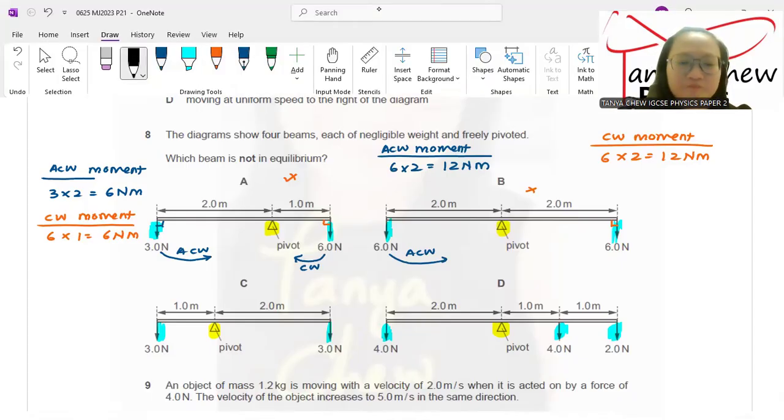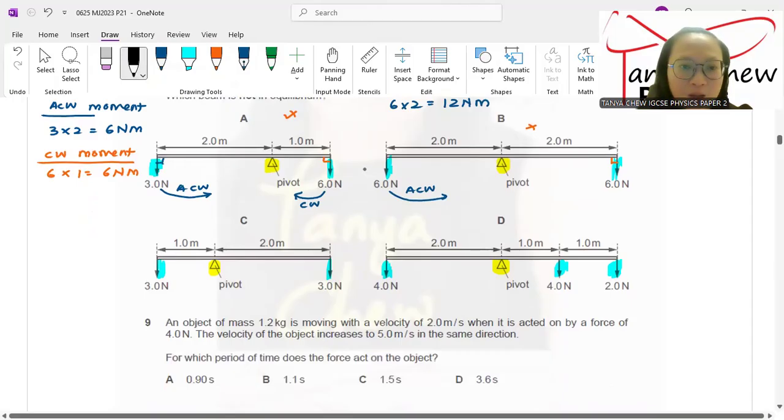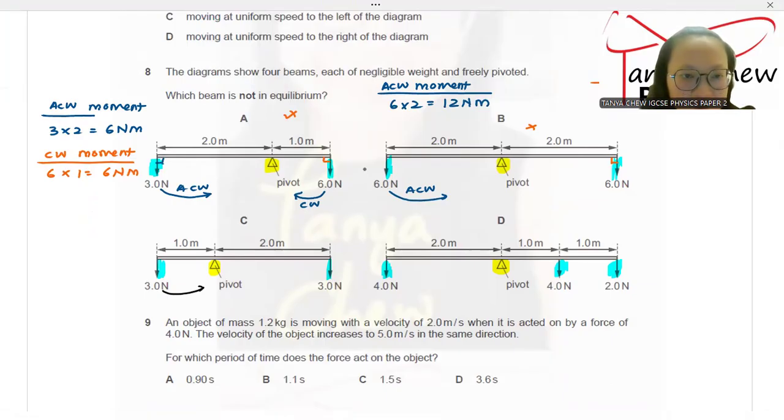What about C? Let us look at C. Now I have 3 Newton here going downwards. While going downwards, it will turn towards the pivot. This is called the anti-clockwise direction. And 3 Newton on the other side, which is going downwards as well. While going downwards, it will turn towards the pivot, which is on the left-hand side. This is called the clockwise direction.